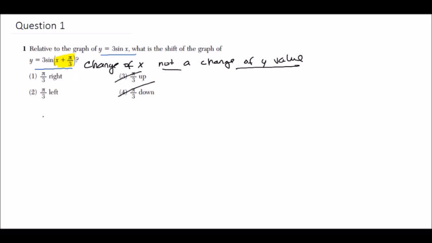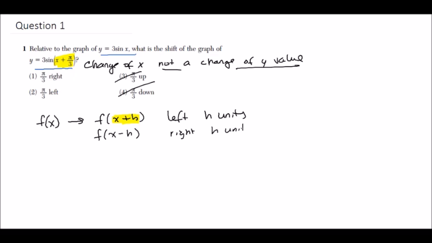And from this, we could remember that if we go from f of x and we apply a transformation of f of x plus h, that inside shift is actually going to be left h units. And if we have f of x minus h, that's going to be right h units. We're not going to go into the reasons for why that occurs here. We will create some separate material for that.